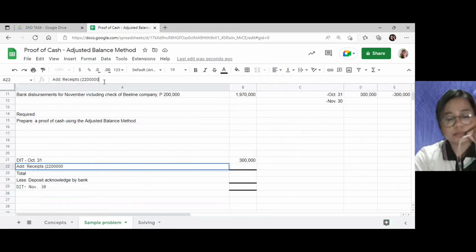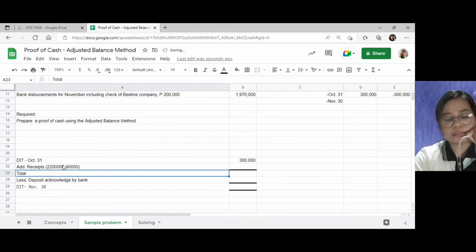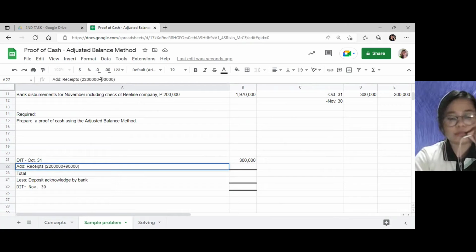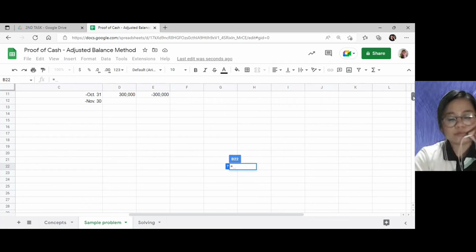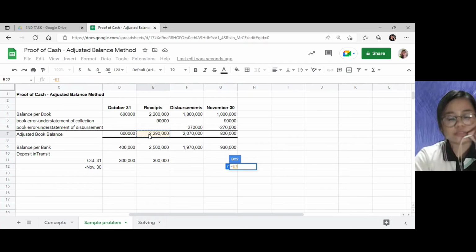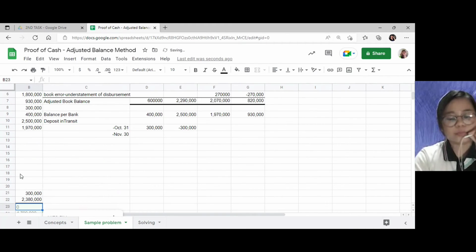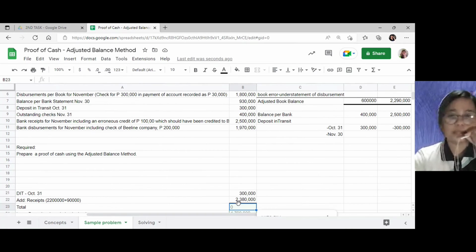So, let's check our bank credits. But of course, in those bank credits, we have to eliminate the credit memo because it does not come from the entity. Okay? So, kapag yung ating bank credits, merong mga credit memo, dapat tanggalin natin siya. We have to deduct that from the deposits which was acknowledged by the bank because what we have here is only the amount deposited by the entity and acknowledged by the bank.